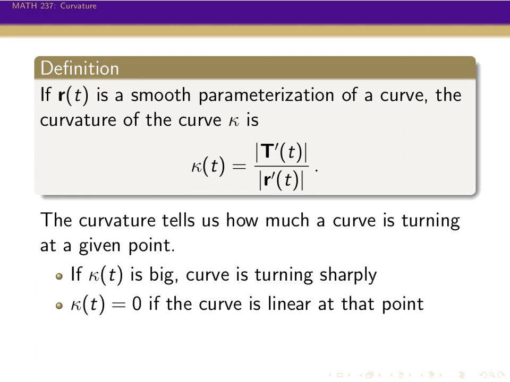What if kappa is equal to 0? The only thing that could be equal to 0 here has to be t prime, and this means no change in direction. If you're not changing your direction at all, you're going in a straight line. So when kappa is equal to 0, the curve is linear at that point. And kappa small means closer to linear, less change in direction.